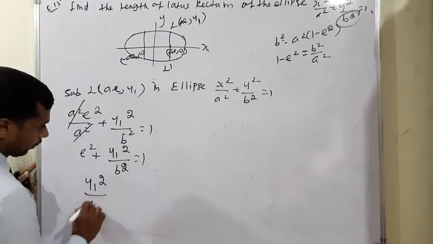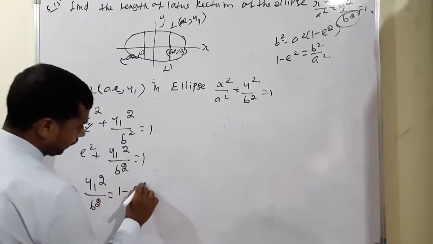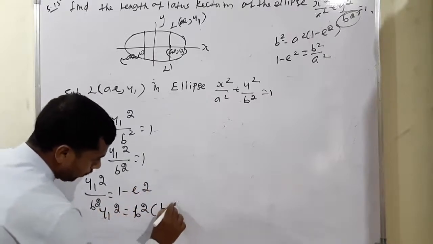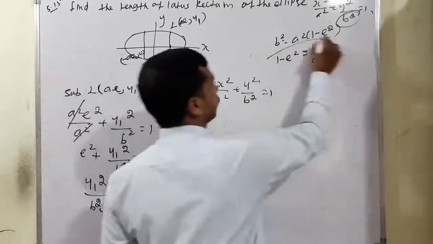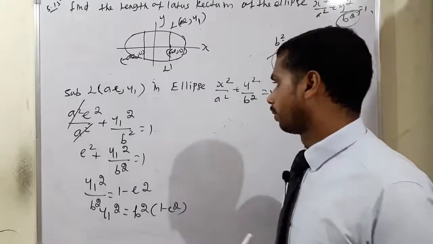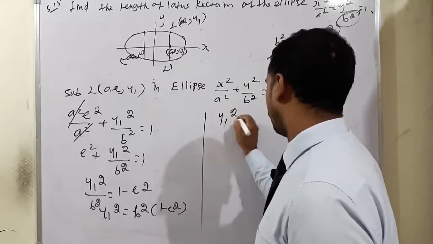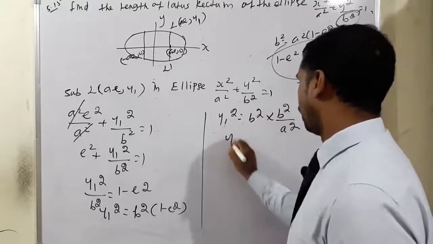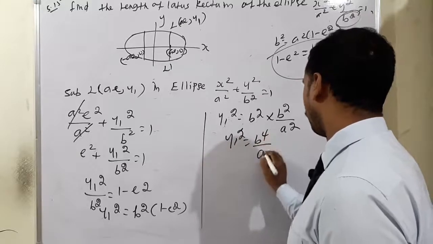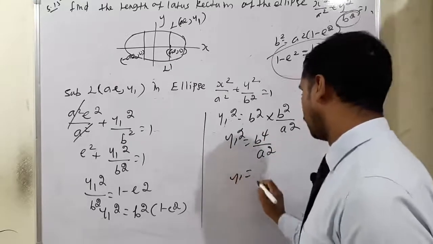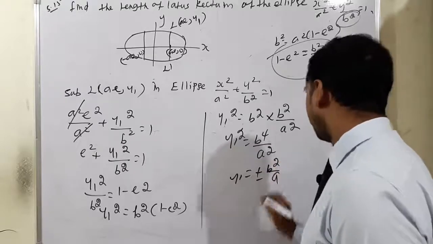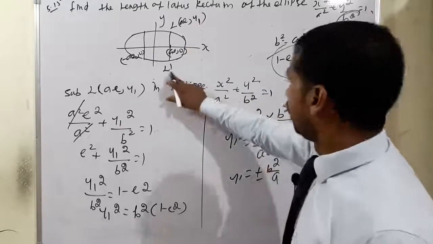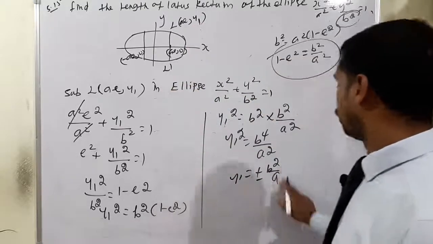Therefore y1 square divided by b square is equal to 1 minus e square. Again y1 square is equal to b square into 1 minus e square. Instead of 1 minus e square we can write b square by a square. So y1 square is equal to b square into b square divided by a square. Therefore y1 square is equal to b power 4 by a square. Again y1 is equal to plus or minus b square by a. So first positive b square by a, and on the opposite side L dash, negative b square by a.